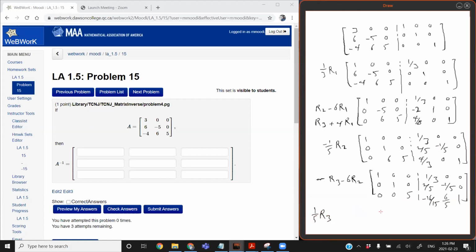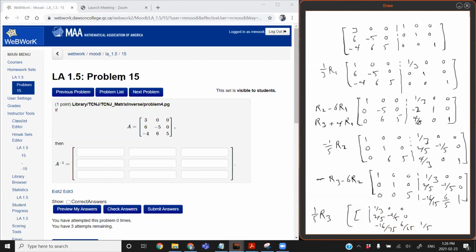And if I do so, I'm going to get I on this side. On the other side, I will get 1 over 3, 0, 0, 2 over 5, negative 1 over 5, 0. And then 5 times 15, that's 75. So I get negative 16 over 75, 6 over 25, and finally I get 1 over 5.